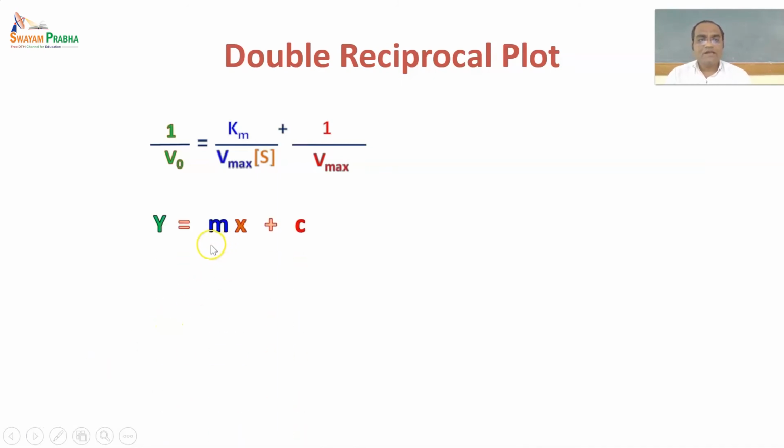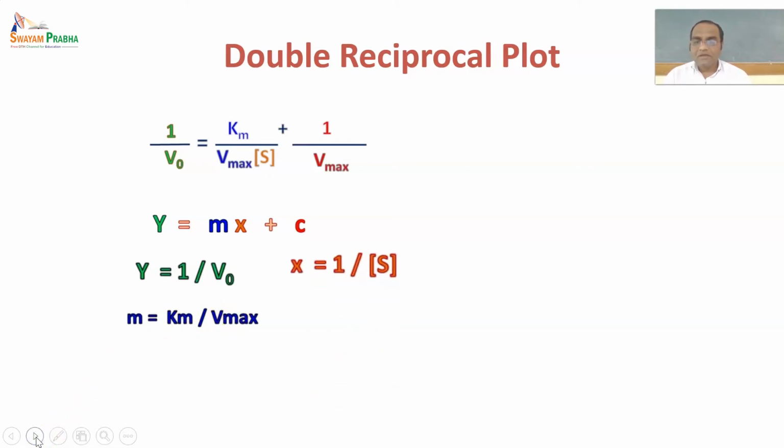Now we introduce a line equation for this double reciprocal plot, and we will see it term by term. Y is 1 by V0. M is Km divided by Vmax. X is 1 by S, the substrate concentration, and C is 1 by Vmax.